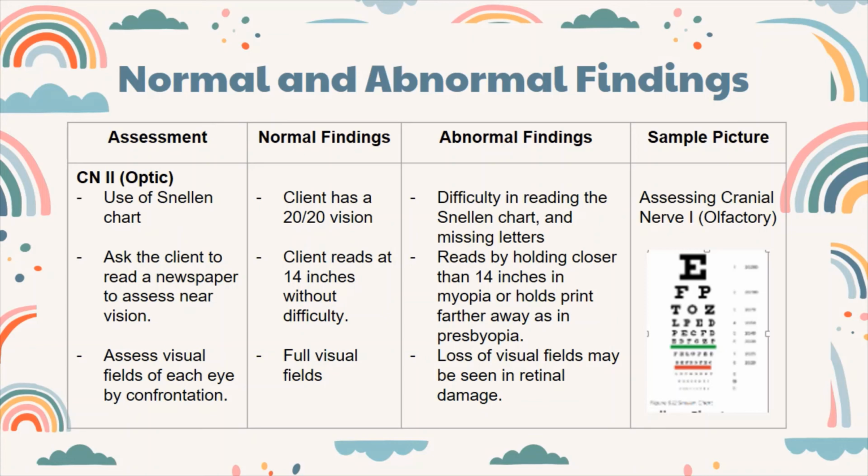Next is to assess the visual field of each eye by confrontation. Normal findings: full visual fields. Abnormal findings: loss of visual fields may be seen in retinal damage. Presented on your screen is a sample picture of the Snellen chart.